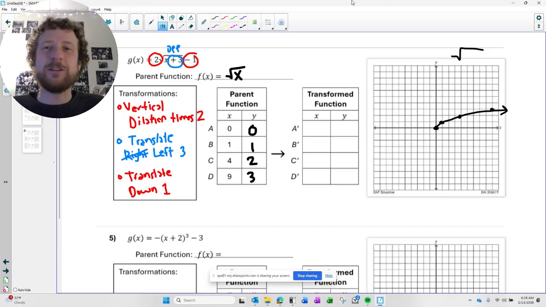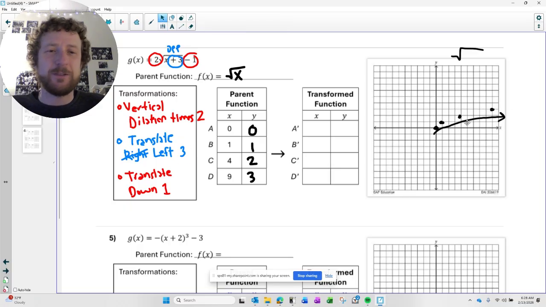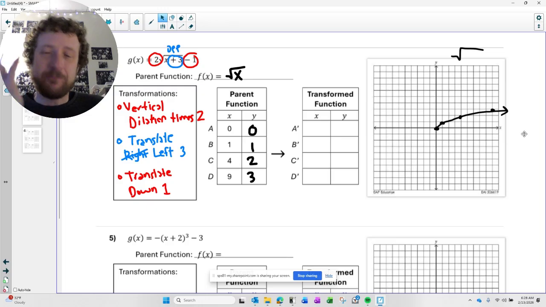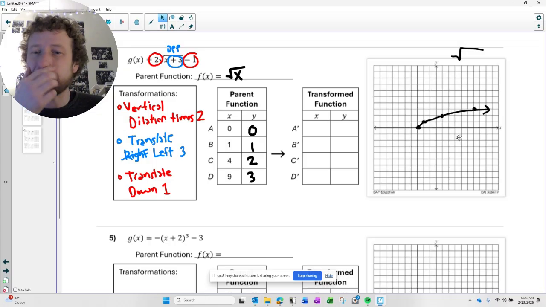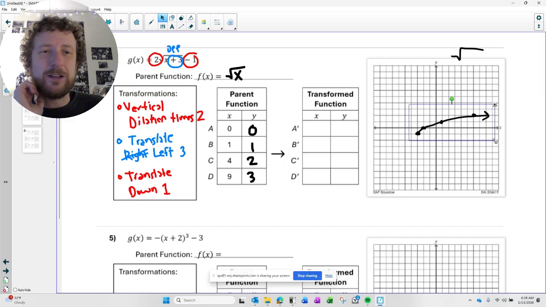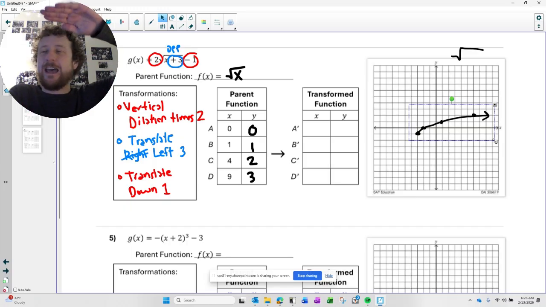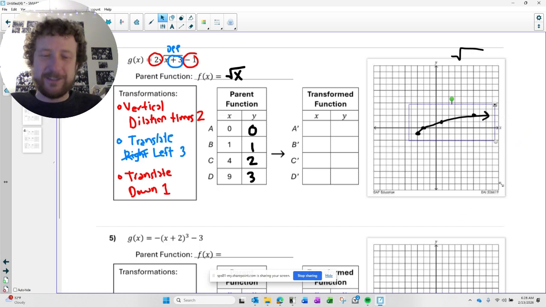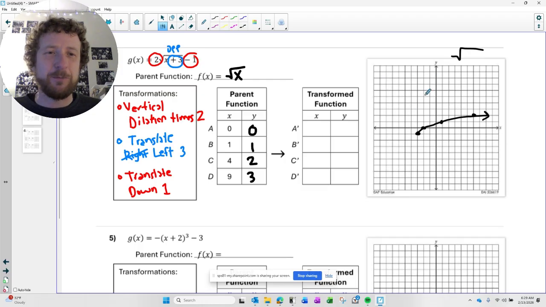And what's nice about using Smart Notebook here is I can kind of play at this transformation, just moving this around. So let's do this. I'm going to translate it left 3, so 1, 2, 3. I'm going to translate it down 1. And then it said vertical dilation times 2. This will be a little hard to demonstrate, but I want to try and stretch that vertically. So it would be like this, but taller. I'm not going to be precise here, but something like that. Okay, that's what we're looking for.